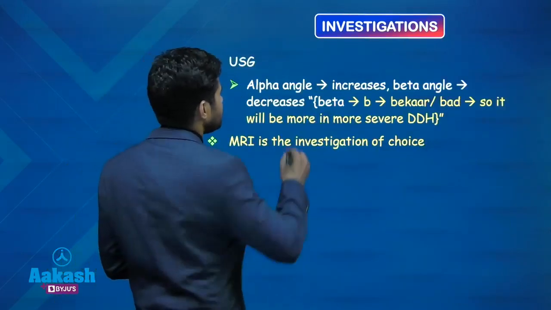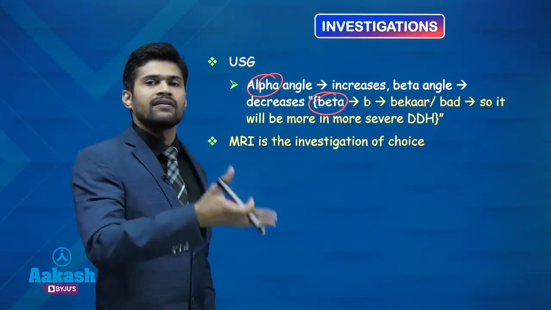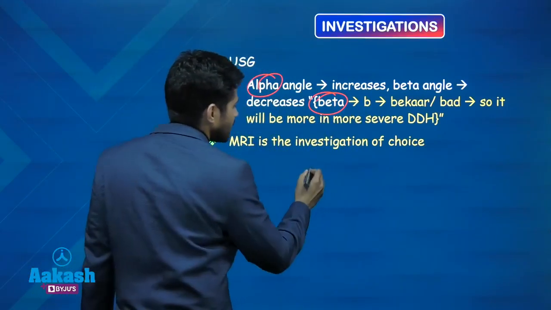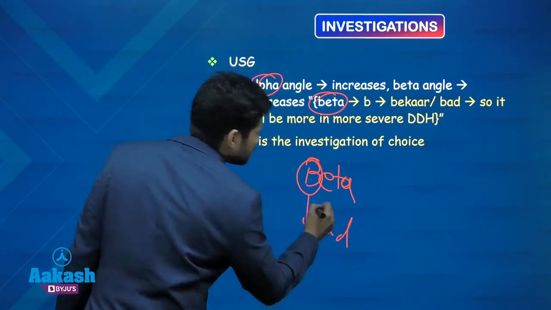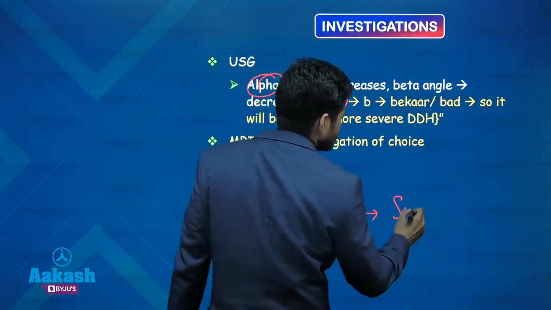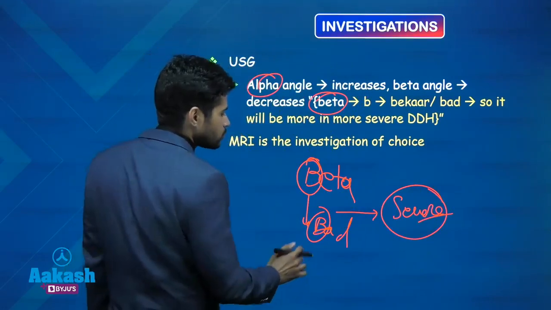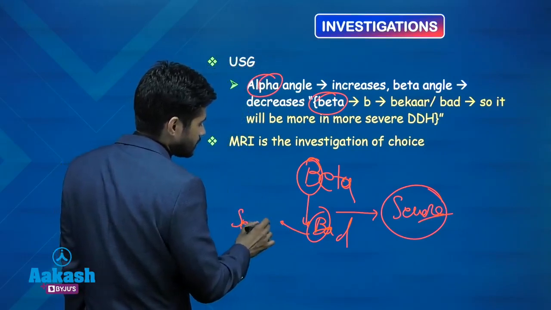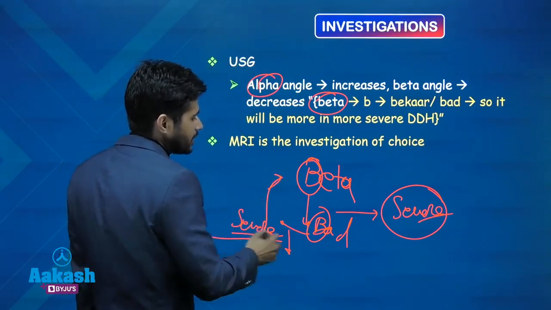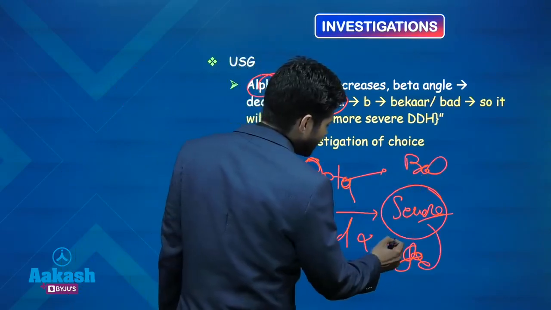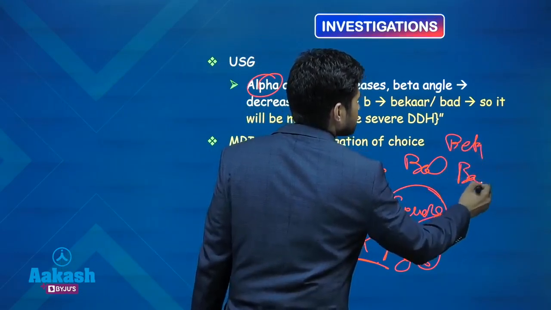Now there are two angles in ultrasonography, the alpha angle and the beta angle. You don't have to remember how they are measured, just remember what happens when beta increases or alpha decreases or beta decreases. So just remember, beta is bad, beta is bekar. When the bad thing increases, it leads to severe issues. So in ultrasonography, remember, they are not on X-ray, they are on ultrasonography. On ultrasonography, if beta increases, it will be a severe type of DDH. If beta decreases, it will be a better type of DDH. So if alpha increases, it will be good, right? Remember, beta is bad, okay?